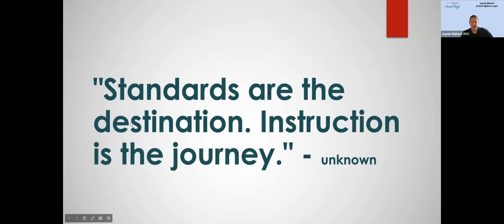So when we think about standards, right? Standards, they're the destination. Instruction is the journey. And so I found this in an article and I thought this was pretty relevant for today, because standards give us that first location. We know that's where we need to go, but how do we ensure that our students are getting there? How do we ensure that they're going to master those standards?